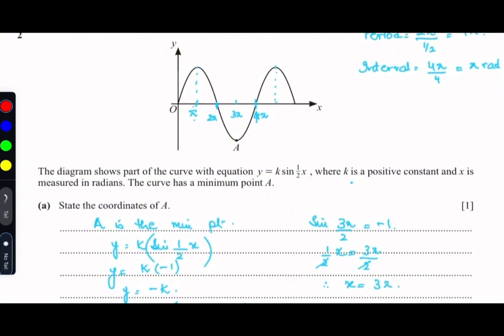And to get the x coordinate, we know that the minimum value for the sine is negative 1, which occurs when the angle is 3 pi by 2. So sine 3 pi by 2 gives us the minus 1, that is the minimum value for the sine function. In this case, 1 by 2x, which should be equal to 3 pi by 2. The angle here is x by 2, which should be equal to 3 pi by 2. So comparing both, x shall be equal to 3 pi. So the coordinates of A are 3 pi, and the y coordinate for A should be minus k.